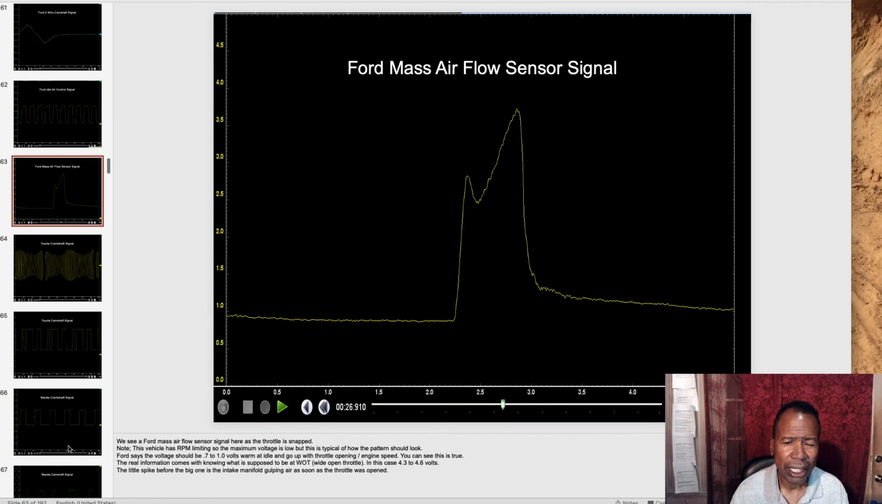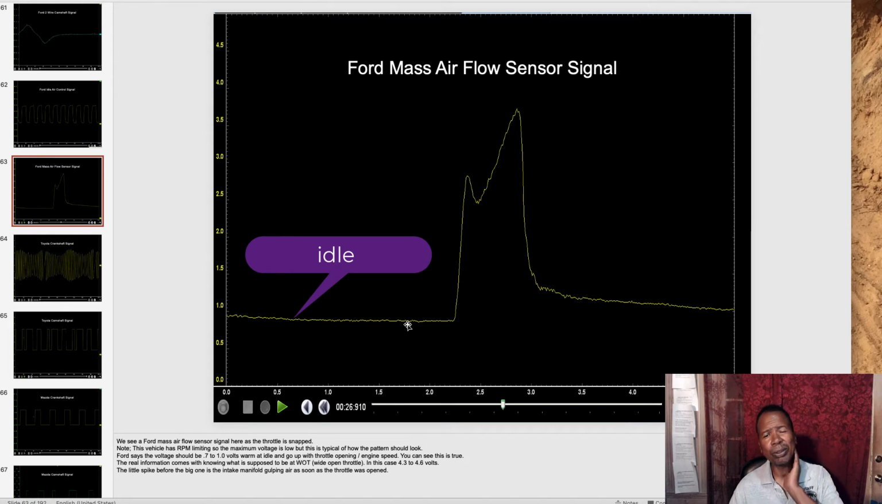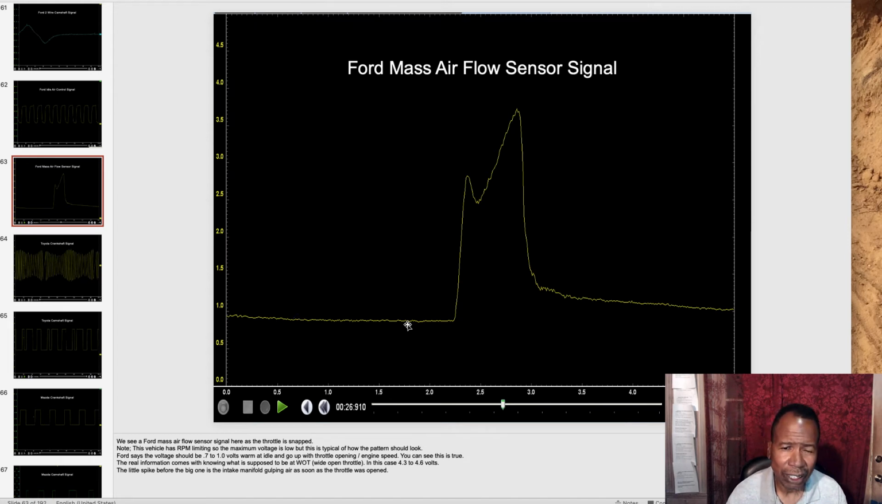This one here is a mass airflow sensor. Ford says it's supposed to be about 0.7 to 1 volt here, which you should look at. Then you're going to do a snap on the mass airflow sensor. What you want to do is snap it to see how it responds. A dirty wire will have less response than a good one. The voltage will be lower.